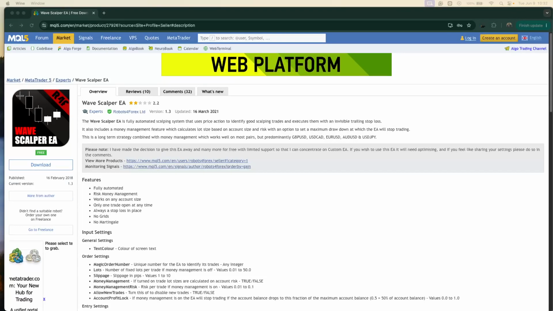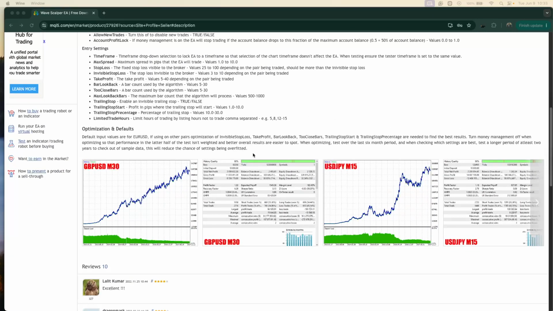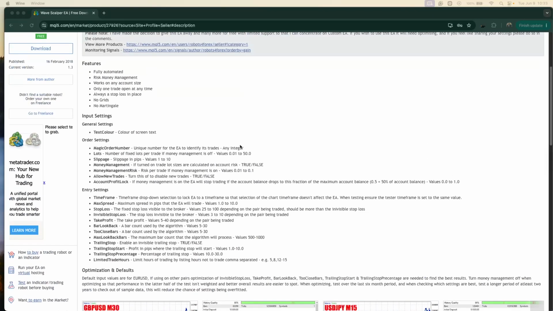In today's video we are going to be looking at the Wave Scalper expert advisor for MetaTrader 4 and MetaTrader 5, and this is a free price action scalper that has been trading since 2018. The developer claims it identifies good scalping trades using waves and executes with invisible trailing stops, but with those huge backtest numbers floating around, let's see if it holds up in reality.